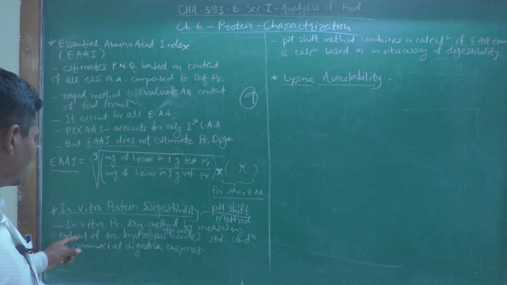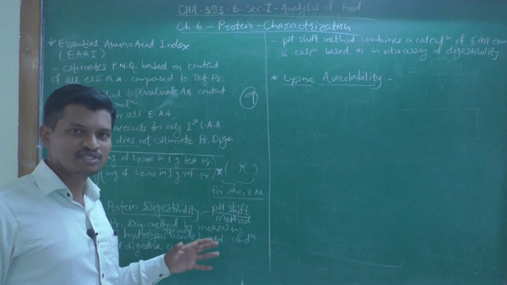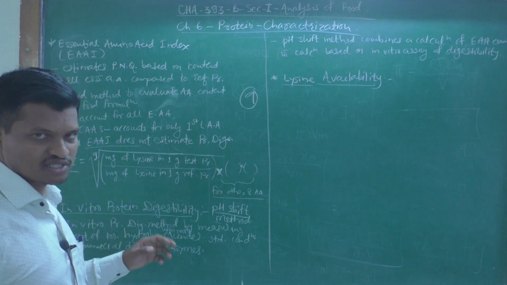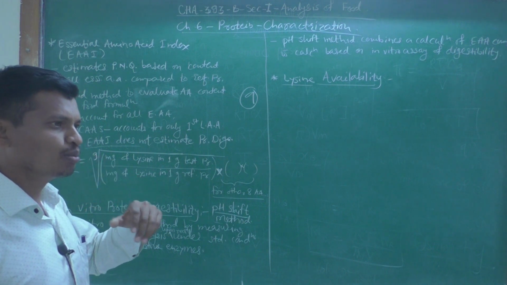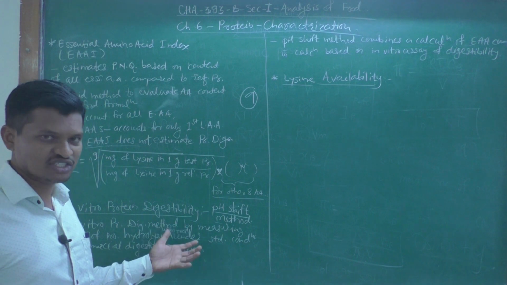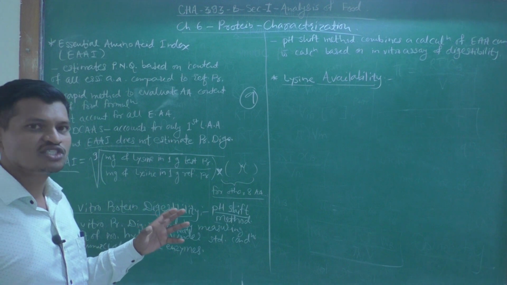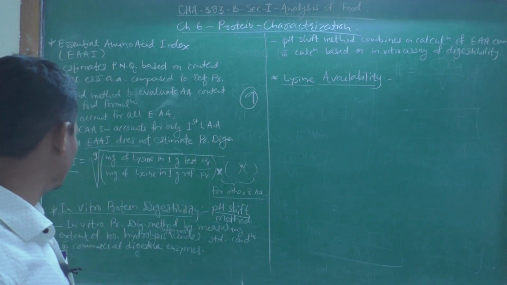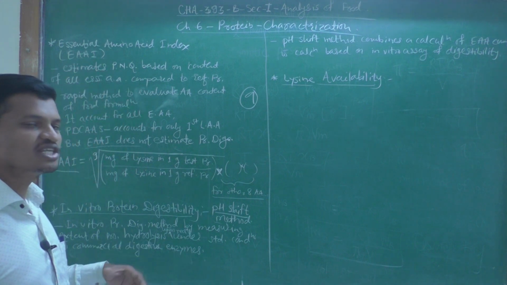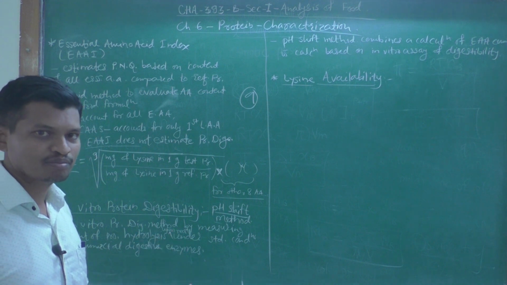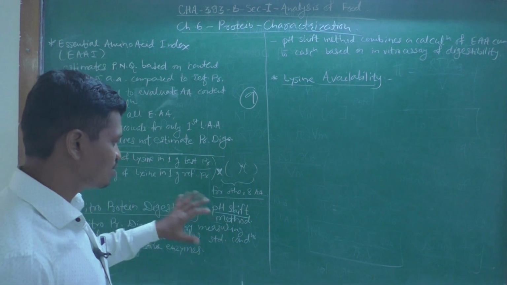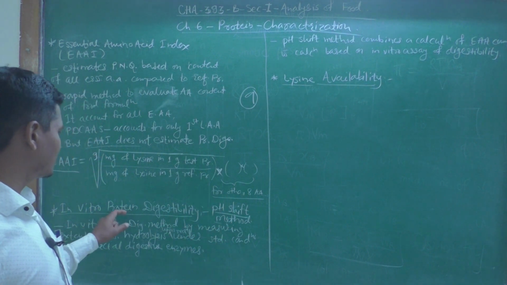So this is the in vitro protein digestibility method, done by measuring the extent of protein hydrolysis. How to do this? This is done by measuring how much protein hydrolysis has occurred upon setting up a reaction under standardized conditions with commercial digestive enzymes. So with the help of commercial digestive enzymes, a reaction is set up for protein hydrolysis, and the conditions are standardized. This method is called the pH shift method.